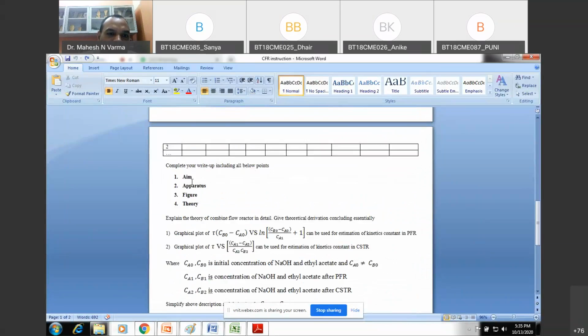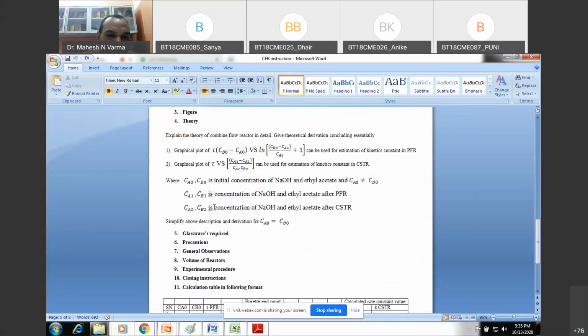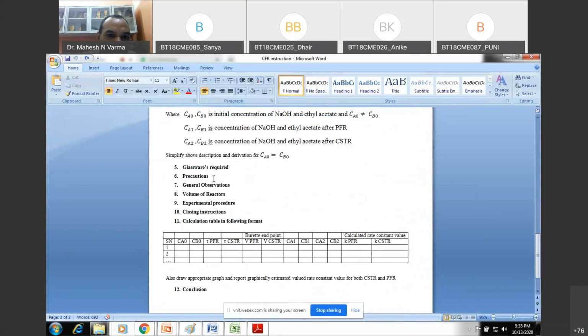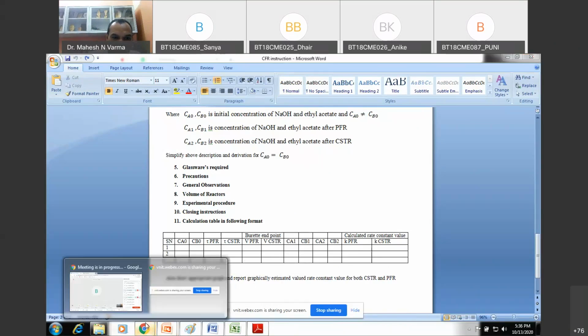This write-up I want: aim, apparatus, figure, theory, then glasswares, precaution, general observation, volume of the reactor, experimental procedure, closing instruction, calculation in table format, and sample calculation for serial number 5, 10, and 15. And then graph and conclusion. So a concluding remark based on observation. What is your concluding remark? This is what I want in the write-up.